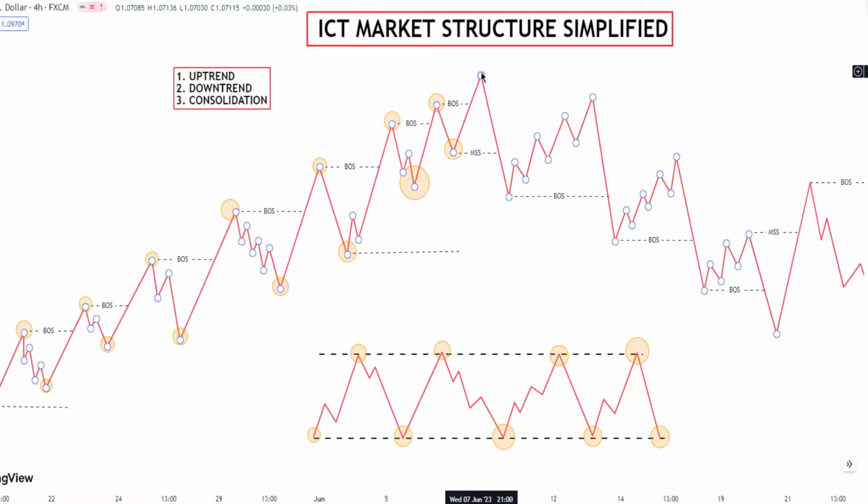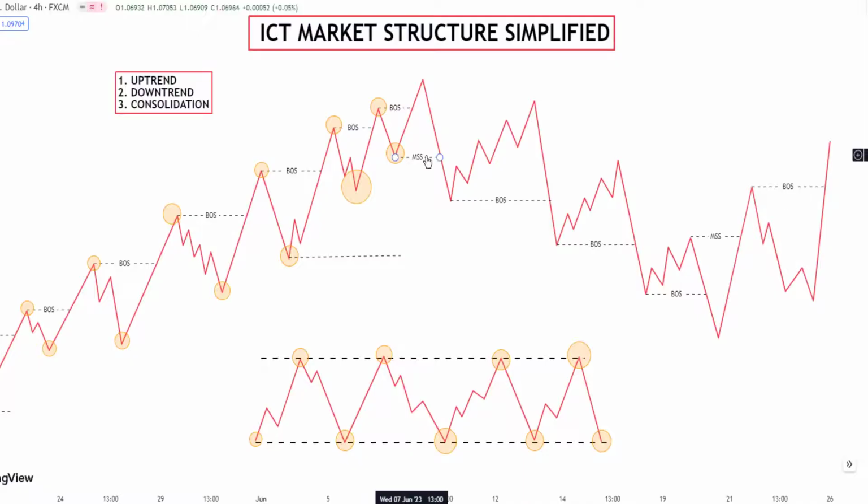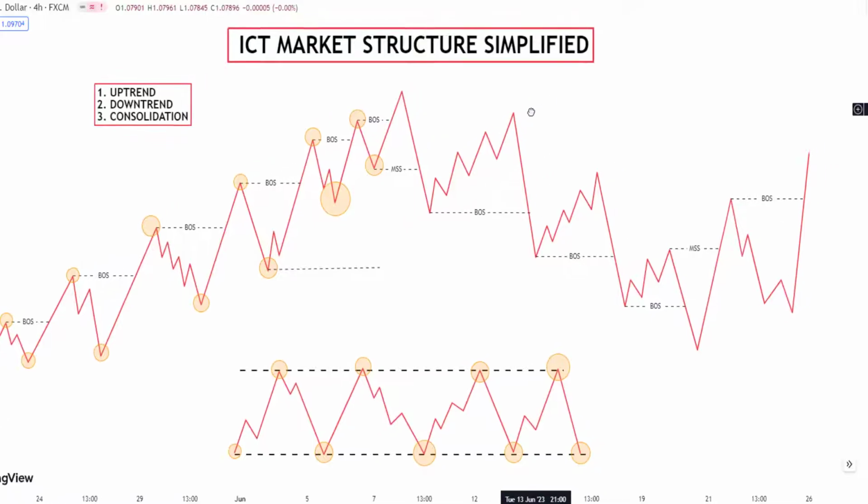So as soon as you see price crashing below it and closing below it, that is when we say we have a shift in market structure. Remember, this is not break of structure any longer. This is a market structure shift. And then we start a downtrend.